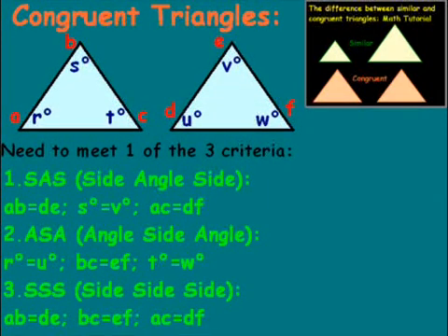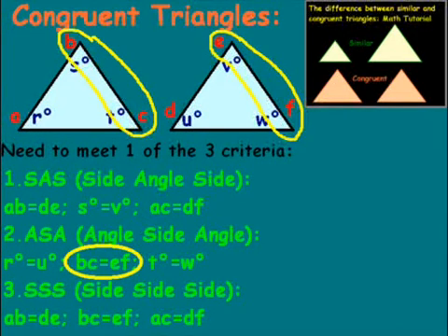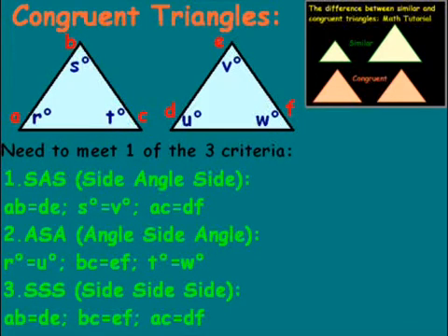The second criteria is angle side angle, and we're going to take a look at an example here. The first one I've circled, angle R and angle U. They are equal. Now I've circled side BC and side EF. They are equal. And I've just gone ahead and circled angle T and angle W. They are both equal as well. And if that is the case, we meet our angle side angle criteria.